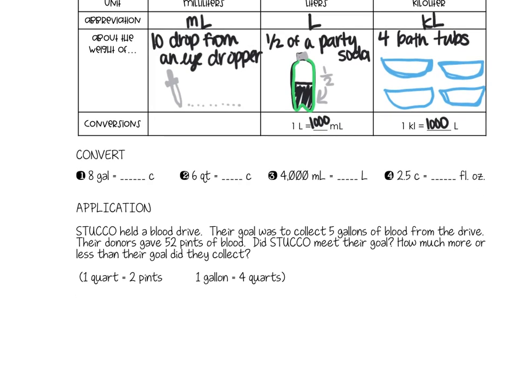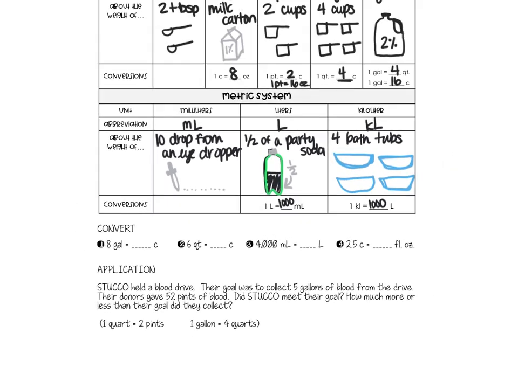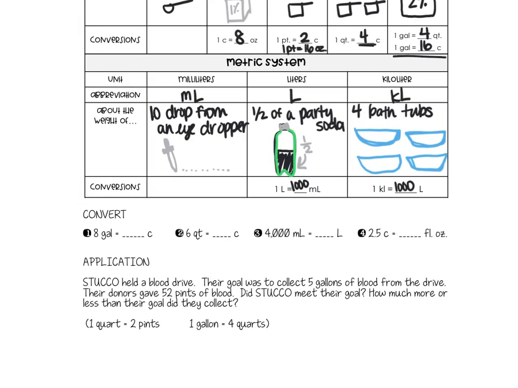All right, so we have here at the bottom, 8 gallons is how many cups? Well, looking up here, 1 gallon is 16 cups. So I want to times this by 16, okay? 8 times 16 is 128 cups.